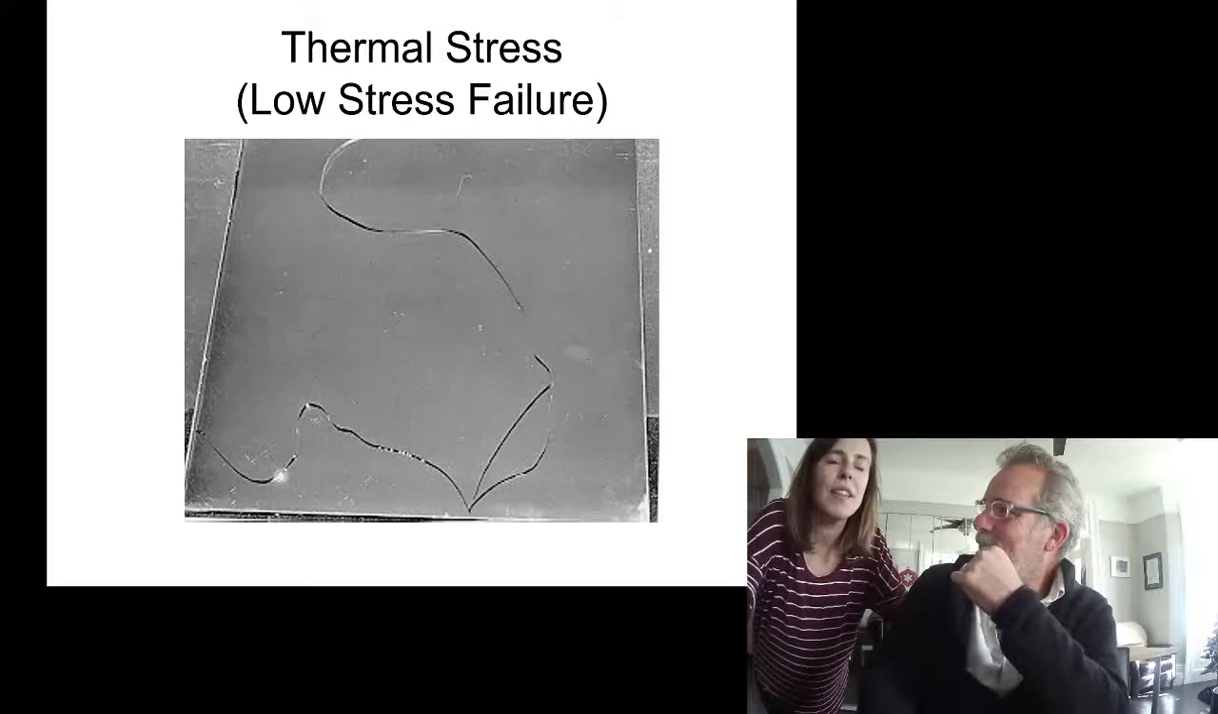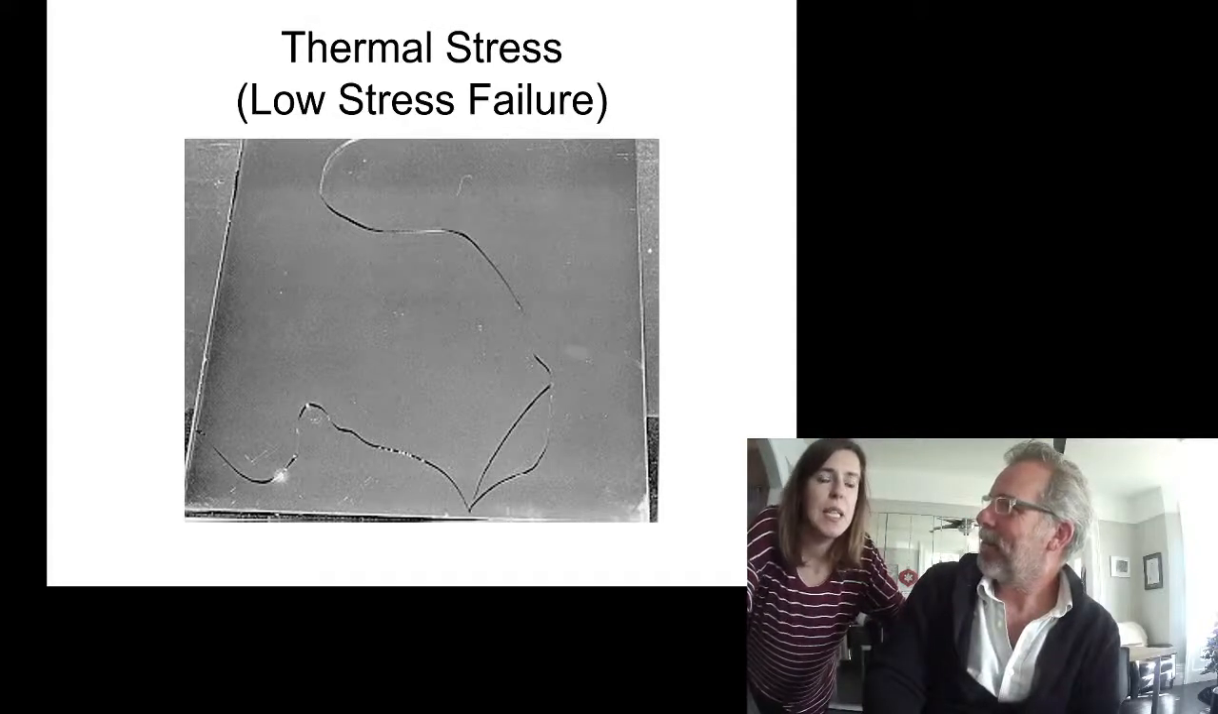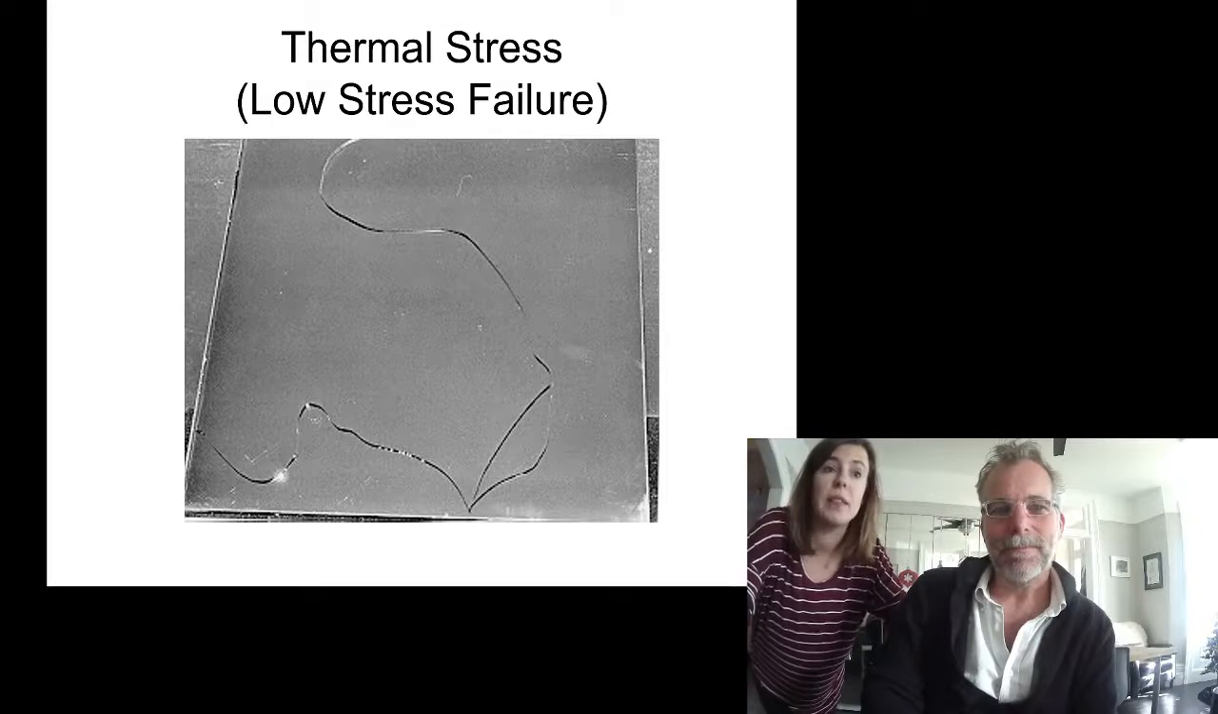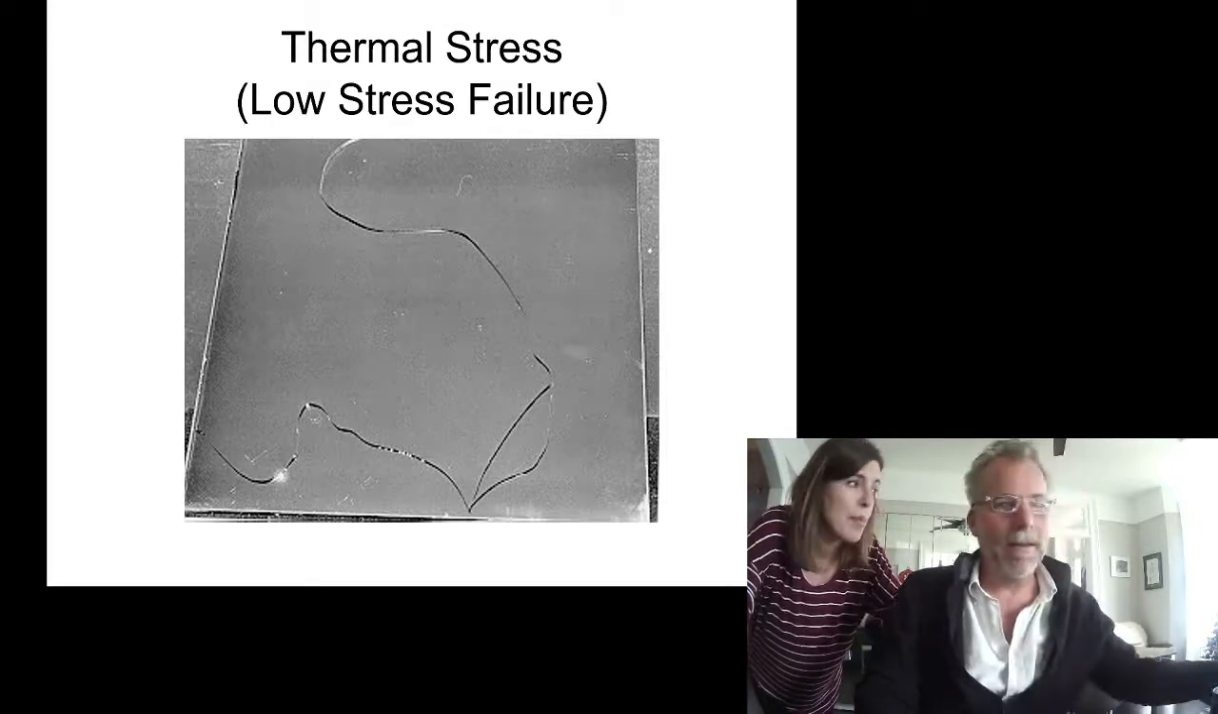And the reason it's important you know this is because people are going to say their glass broke and it's structurally flawed. And it's important to know what type of failure it is.